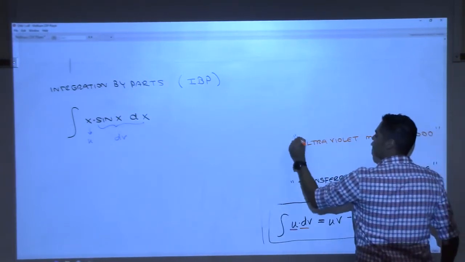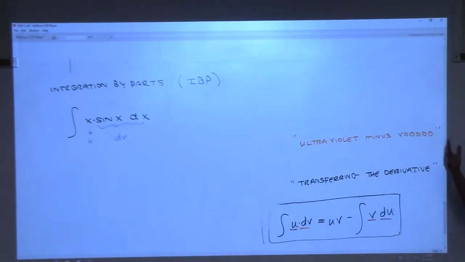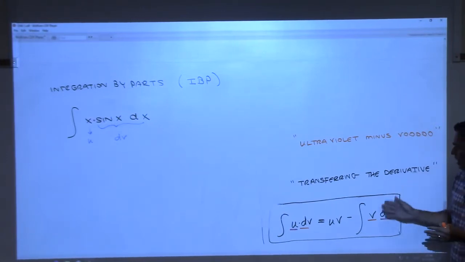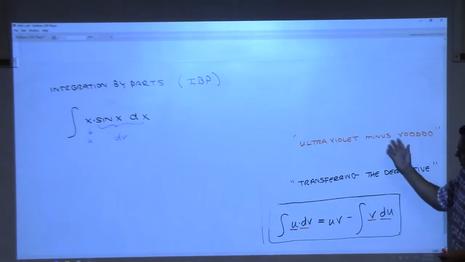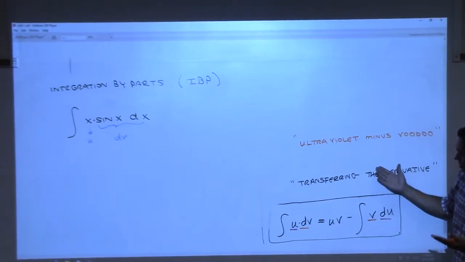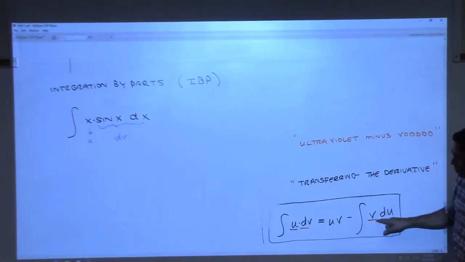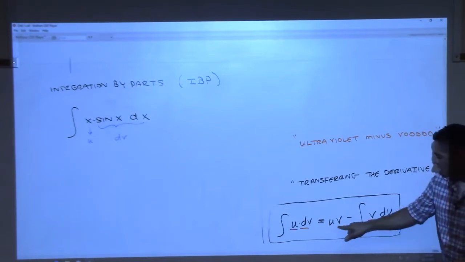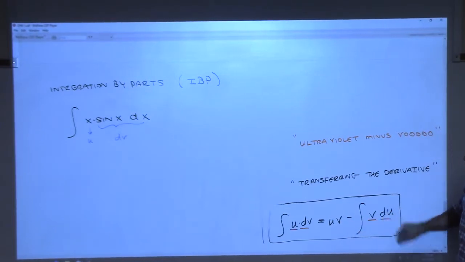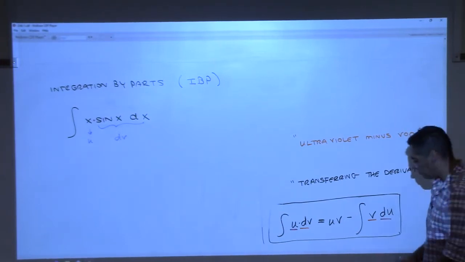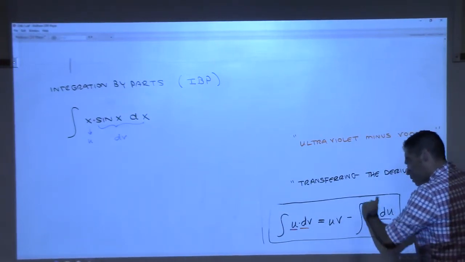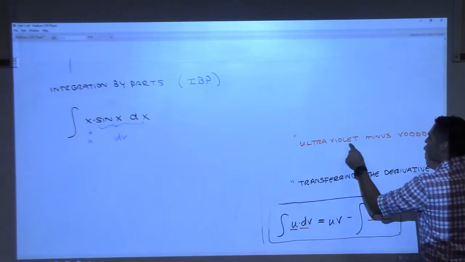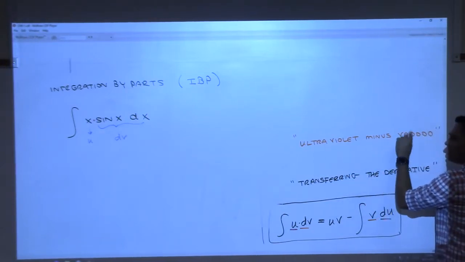Ultraviolet minus voodoo. Someone showed me this and I've always remembered it, so don't get upset that this little jingle doesn't include the integral sign in it, but this is the way it works. Ultraviolet minus voodoo, all right? Ultraviolet minus voodoo, right? If you can remember that, you'll remember the formula, all right? You just don't forget the integral, okay? So technically it should be ultraviolet minus integral voodoo.